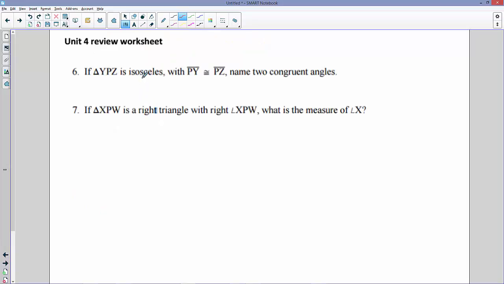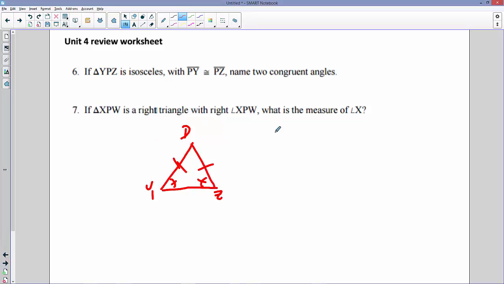Okay, I think this is the final page. Name two congruent angles. So all you got to do is realize that PY is congruent to PZ, right? That makes it isosceles. Name two congruent angles. So it would be angle Y and angle Z. Okay, it's the angles opposite the congruent sides.